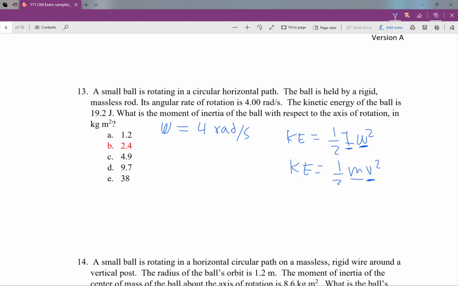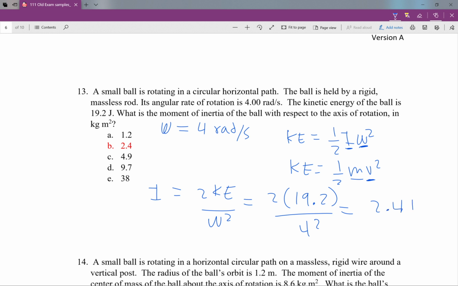What's the moment of inertia of the ball with respect to the axis of rotation? Well, we just solve for I. So I equals 2 times the kinetic energy divided by the square of the angular velocity. That's going to be 2 times 19.2 divided by 4 squared, which gets you 2.4 kilogram meters squared.